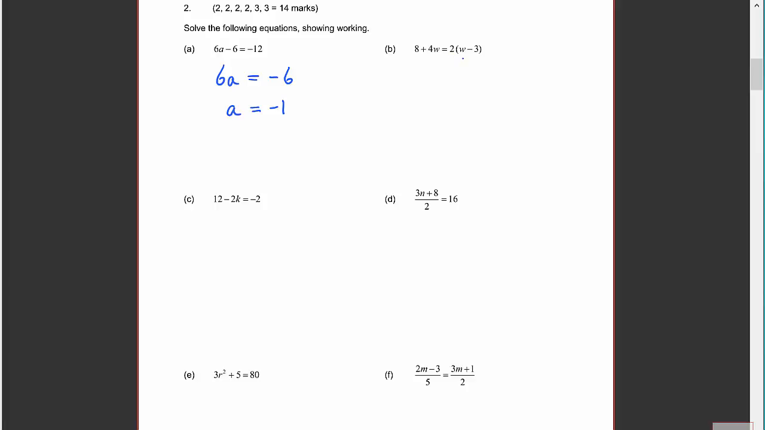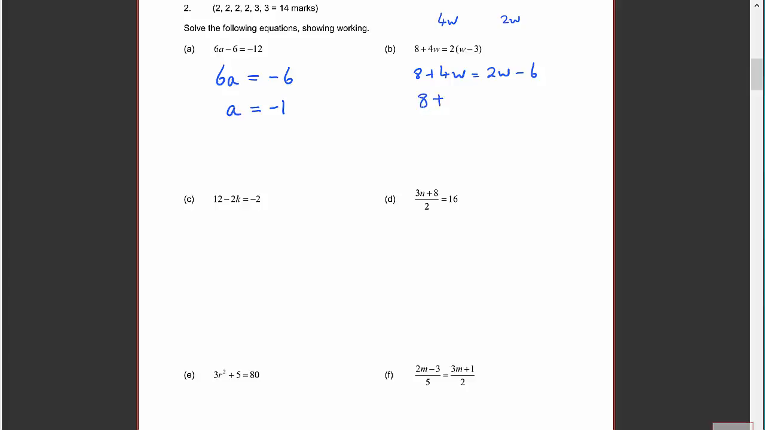Now for this one, I think the first thing is to expand the bracket. So 8 plus 4w, if we expand the bracket we get 2w, take away 6, so remember it's 2 times w, 2 times negative 3. Now if we look at this equation, on the left we've got 4w, on the right we've got 2w. I want to take away the smallest number of w's, so I'm going to take 2w away from each side.